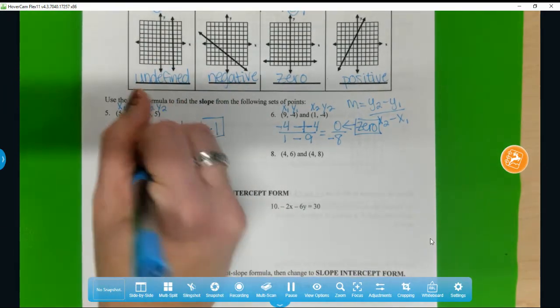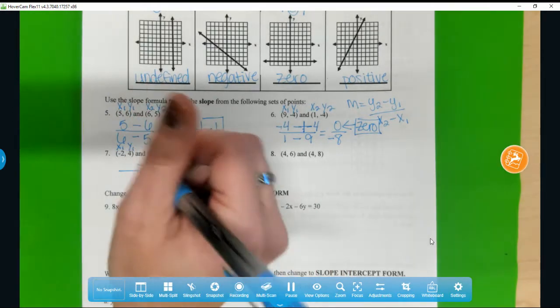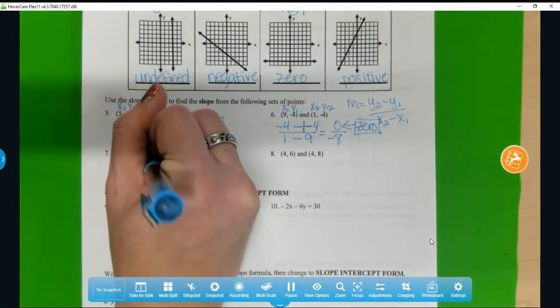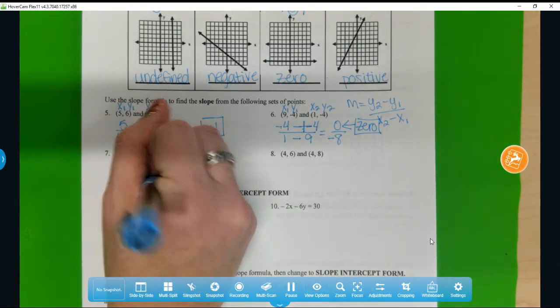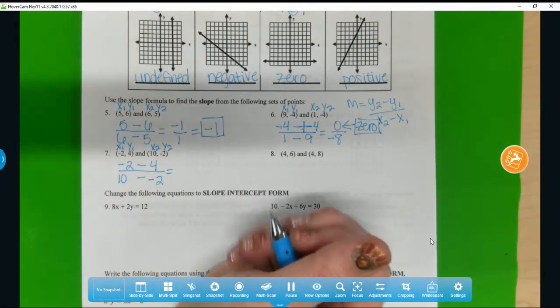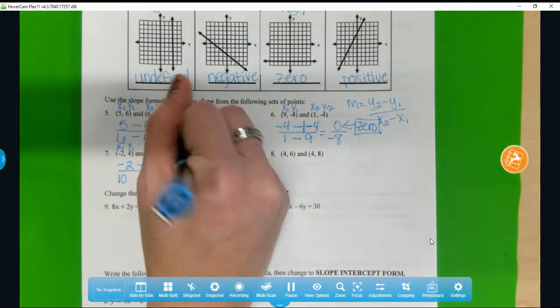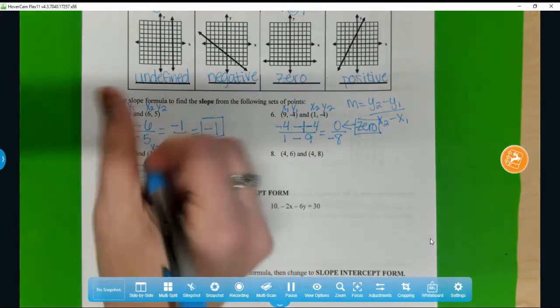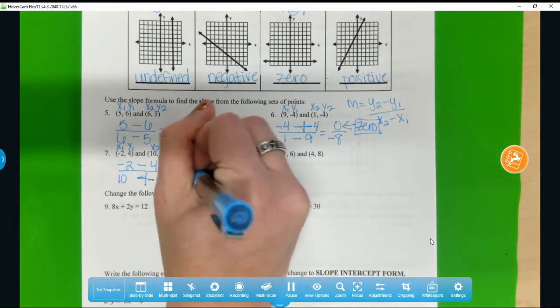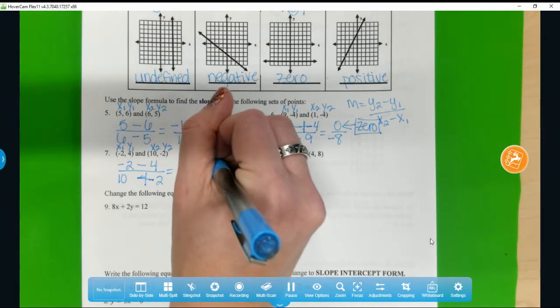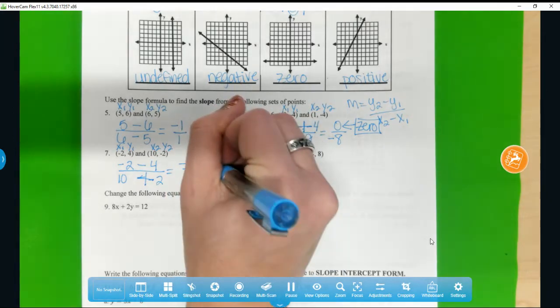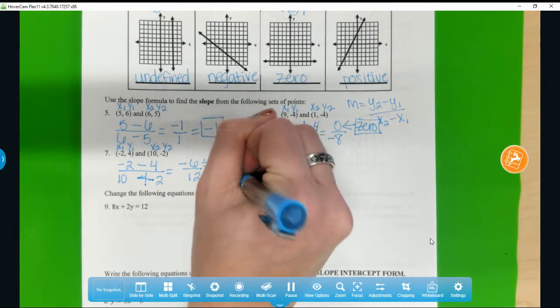All right, fraction bar, minus, minus. So at the top, we have negative 2 minus 4. At the bottom, we have 10 minus negative 2. So negative 2 minus 4 is negative 6. 10 plus 2 is 12. Remember, I can divide both these by 6. So that gives me a negative 1/2.